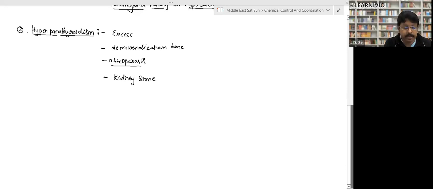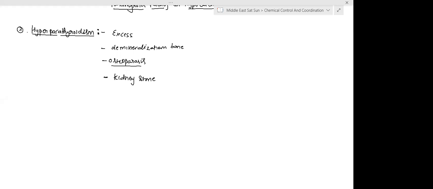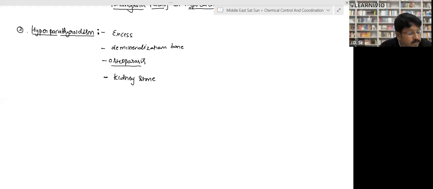So this was all about the parathyroid gland. Is it clear or any doubt? If you have any doubt, please ask me. Sir, osteoporosis is also known as brittle bones disease, right?